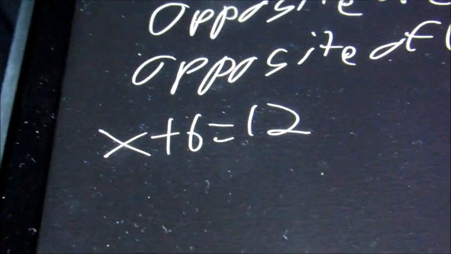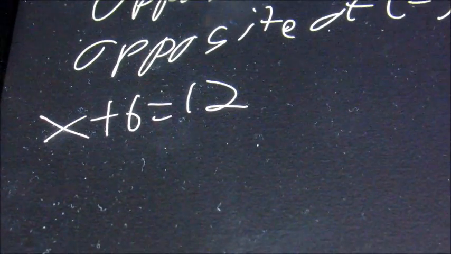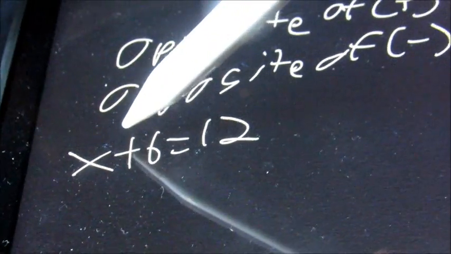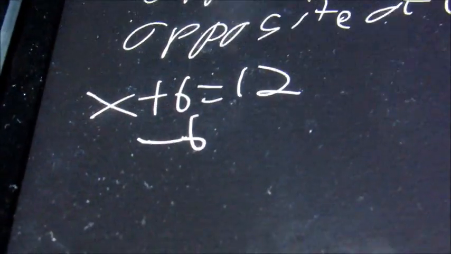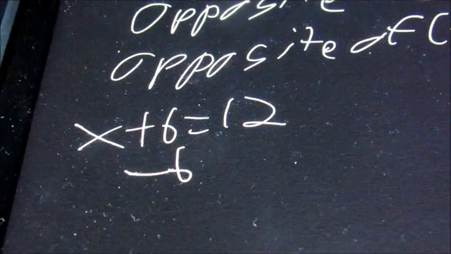Say we have x plus 6 equals 12. What we want is the x all by itself. So we want x plus 0. What we're going to do is just whatever is the opposite of the sign that's here, and we're going to say minus 6, so that all we have on that side is x.